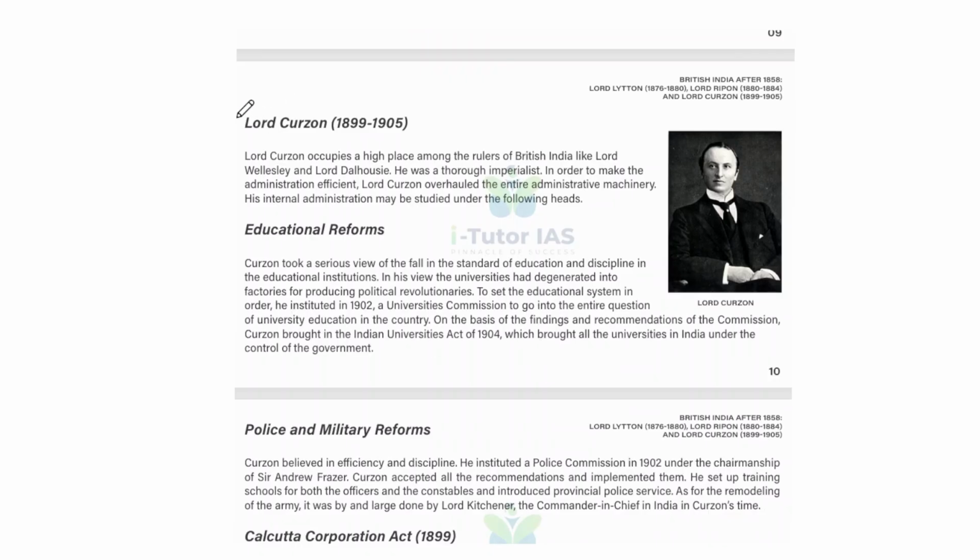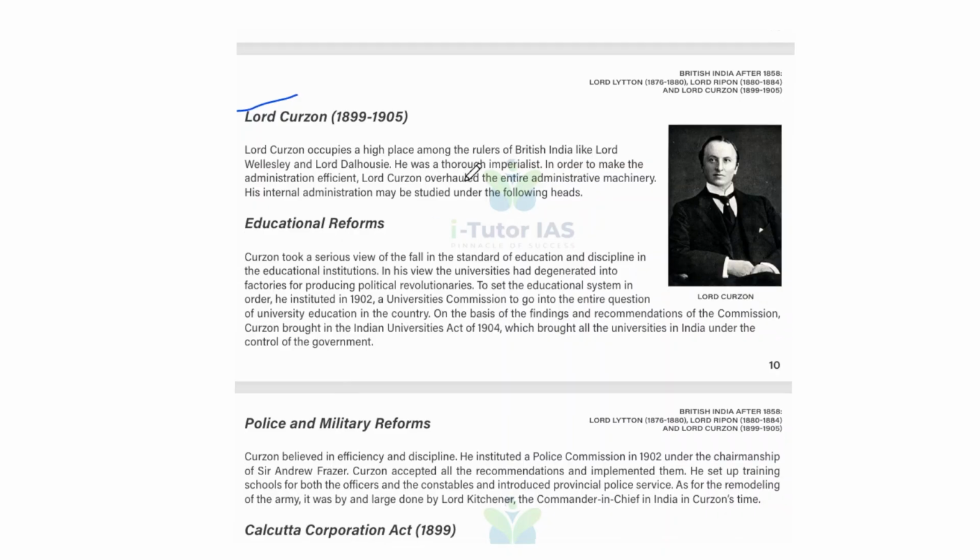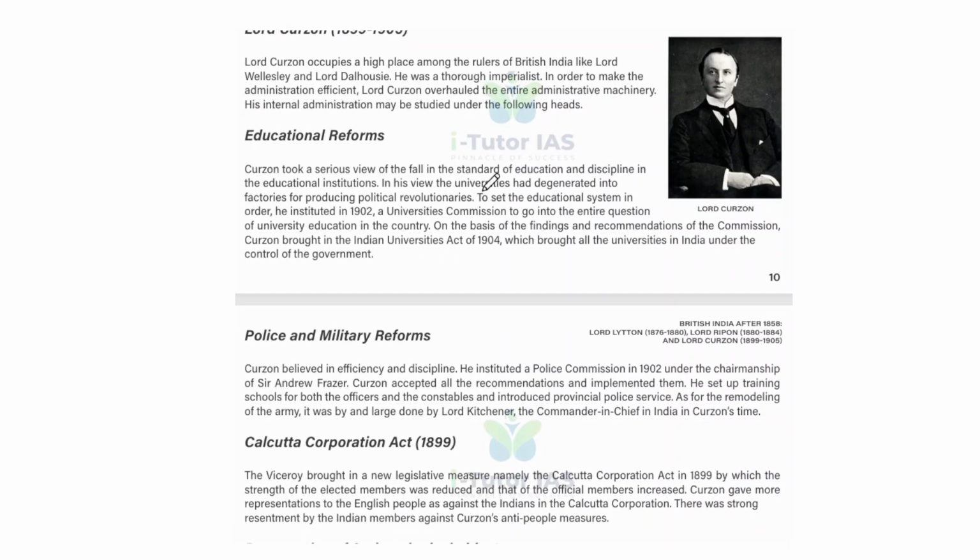And after Ripon, Lord Curzon, 1899 to 1905. So this is the picture of Lord Curzon. Lord Curzon occupies a high place among the rulers of British India like Lord Wellesley and Lord Dalhousie. And he was thoroughly imperialist, and in order to make the administration efficient, Lord Curzon overhauled the entire administrative machinery. His internal administration may be studied under the following heads.